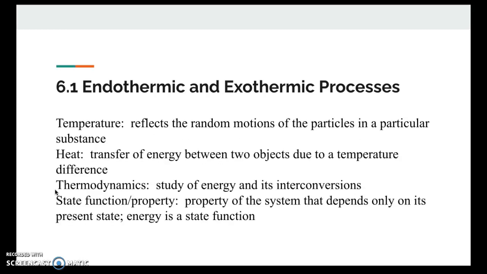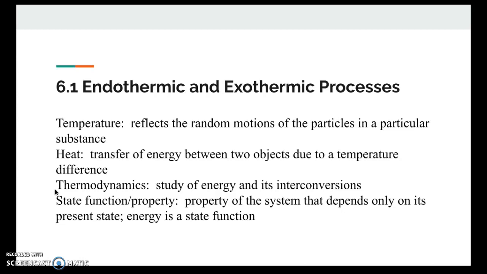And then temperature reflects the random motion of the particles in a particular substance. And again, if you increase the temperature, you're going to increase the random motion. You want to understand that not all the particles are going to be moving at the same speed. Some will be moving faster, some will be moving slower. But at higher temperatures, on average, the particles will be moving faster.